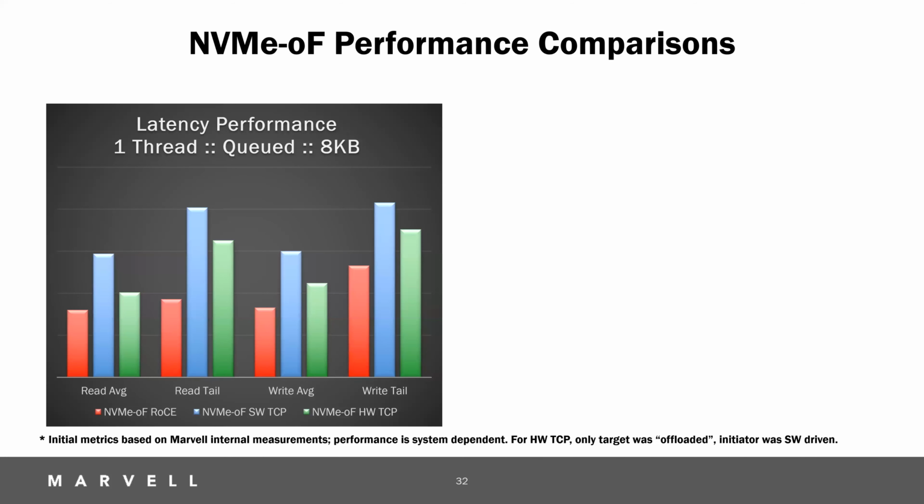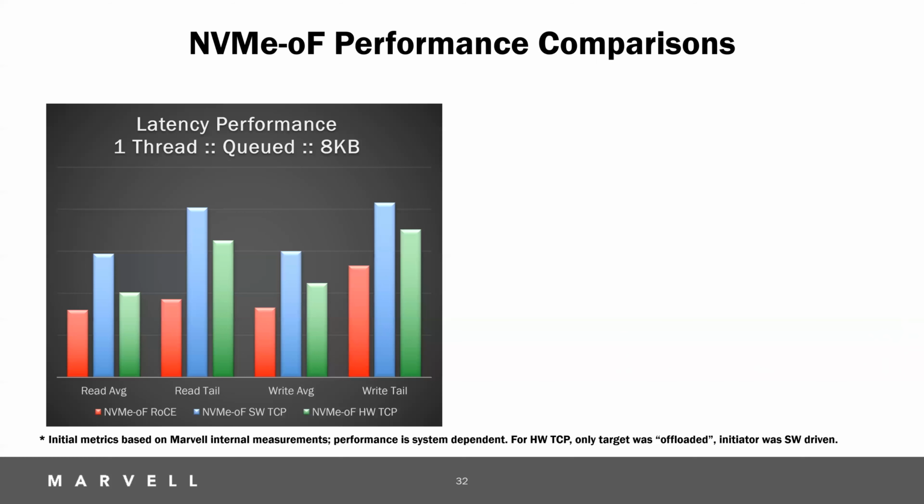What I mean here by software TCP is that the initiator as well as the target are both using server x86 or ARM cores to do NVMe over TCP. In the case of NVMe over hardware TCP, the target is offloaded. In some of these measurements, I did not have offload on both sides of the equation. So the green bars that you see here, which is offloaded NVMe over Fabrics TCP, are supposed to go further down when the initiator is also offloaded, which is generally the case for NVMe over RoCE.